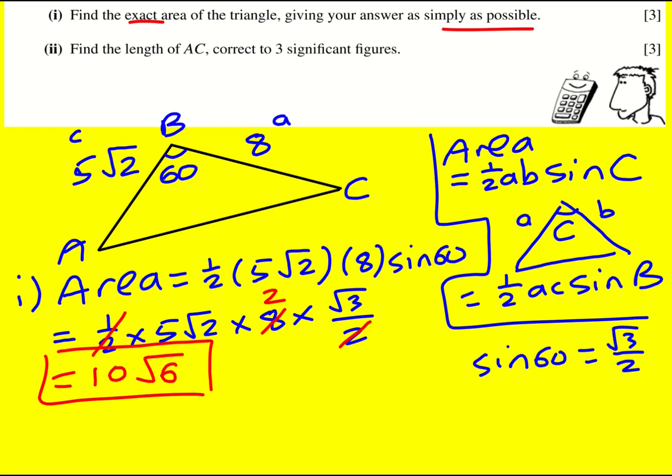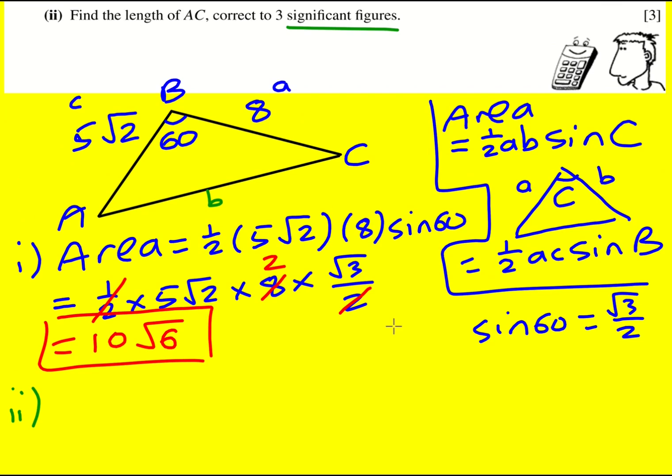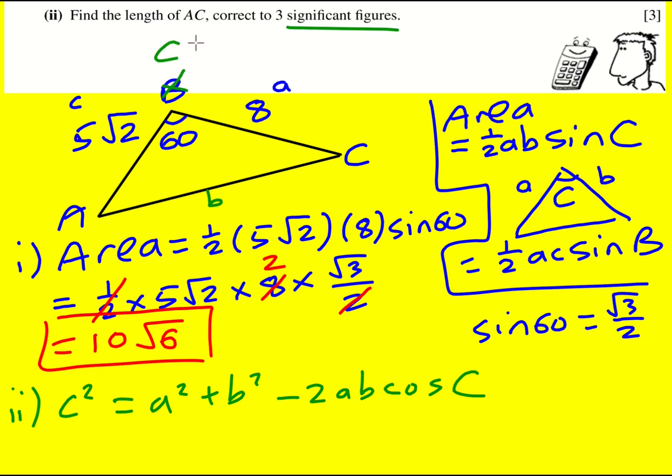We're then asked to find the length AC. So this one here, that's going to be little b, giving our answer to 3 significant figures. For this, we need the cosine rule. Now, there's different ways you can write down the cosine rule. I always like to remember it as easy as possible. It's going to be c squared is a squared plus b squared. That's Pythagoras' theorem. And minus 2ab cos C. And what I would like to do is actually just relabel the triangle, make that capital C and that little c.